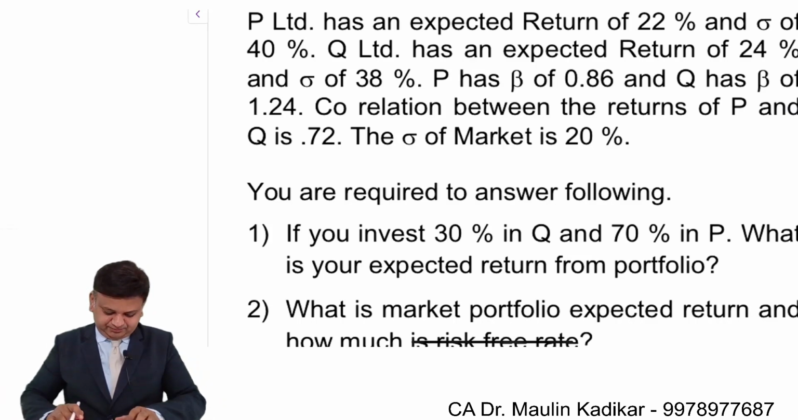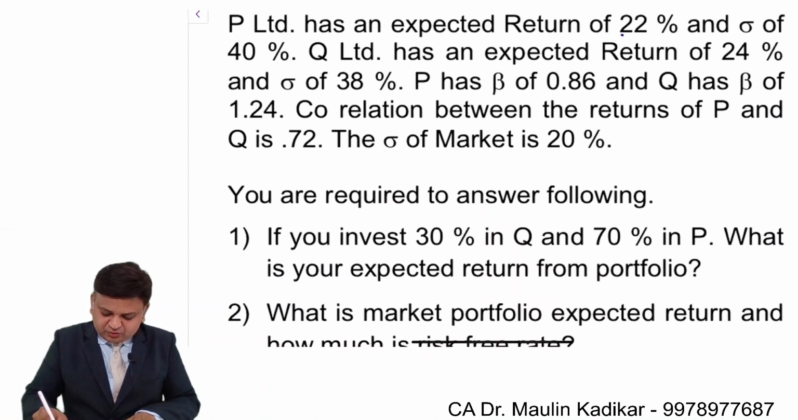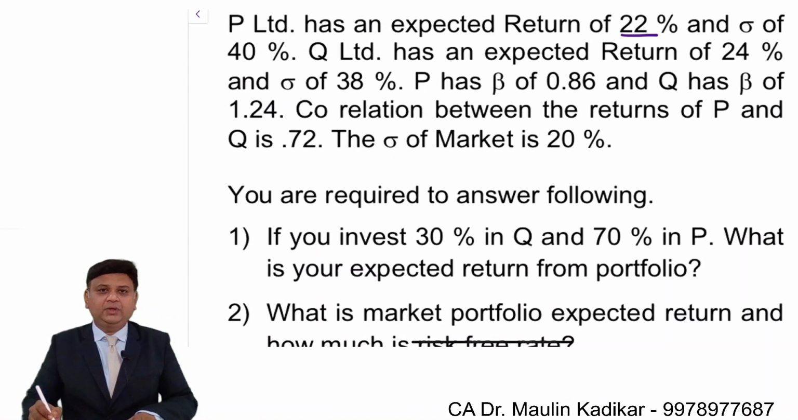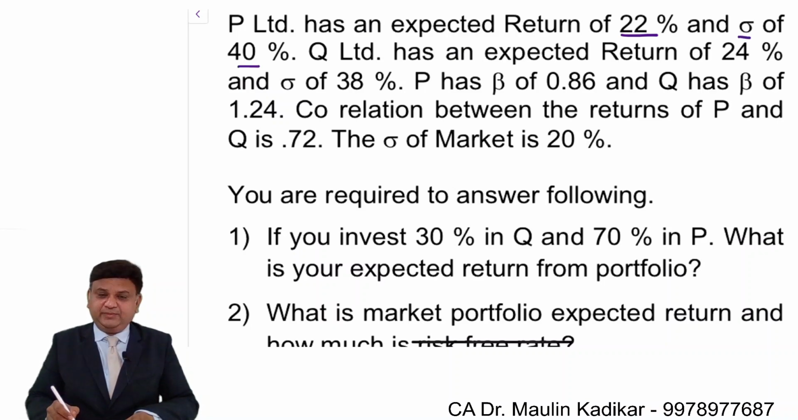Next question. P Limited has an expected return of 22%. So the information is given that the expected return of a company is 22%. Its standard deviation is 40%. Q Limited has an expected return of 24% and it is subject to a standard deviation of 38%.